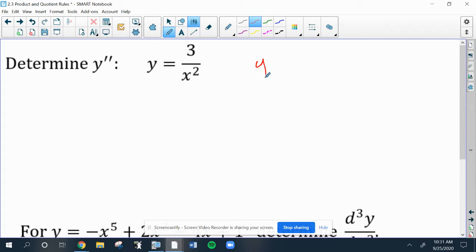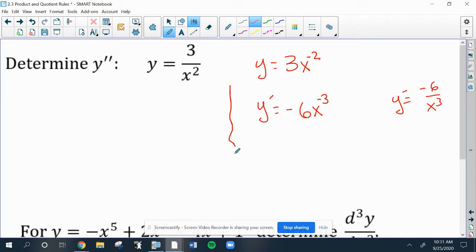So first, we're going to take the first derivative of this. I wouldn't use the quotient rule because it's much more complicated than just the power rule. So the first derivative is negative 6x to the negative third. Normally, we would go ahead and simplify this, but if you're taking the second derivative, it's usually easier to take the derivative of the unsimplified form. Since we know we're going to keep moving on with derivatives, just keep it unsimplified, because you can see this is an easy derivative.